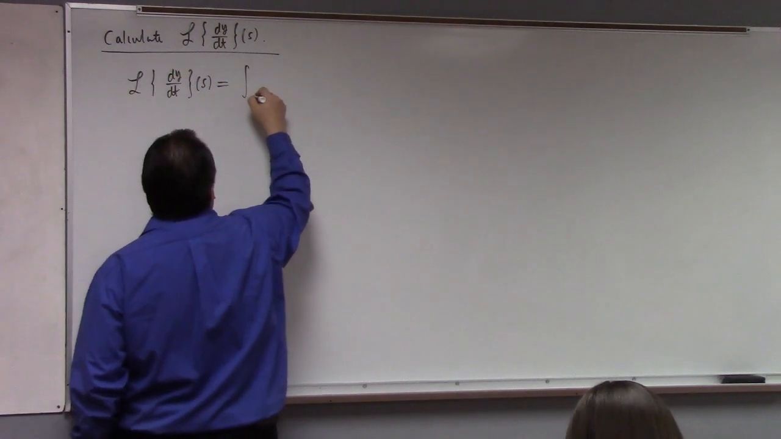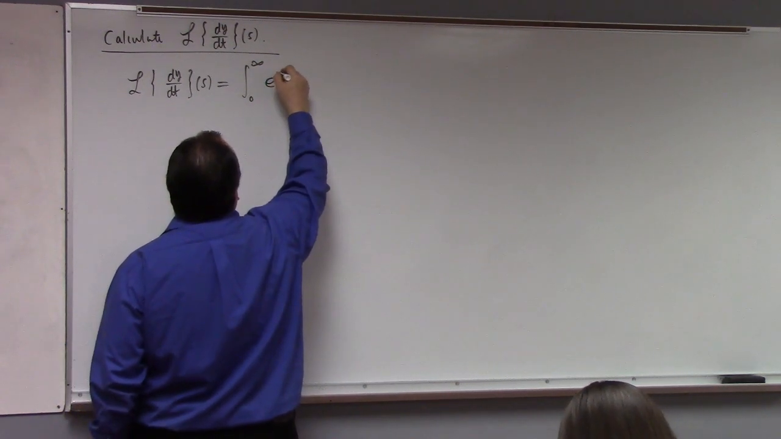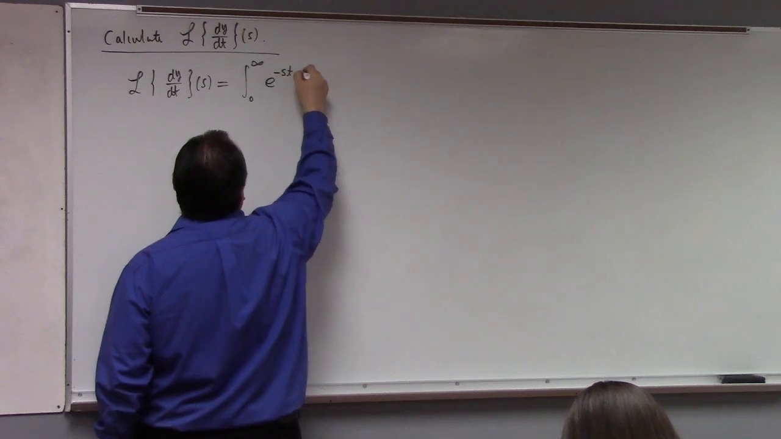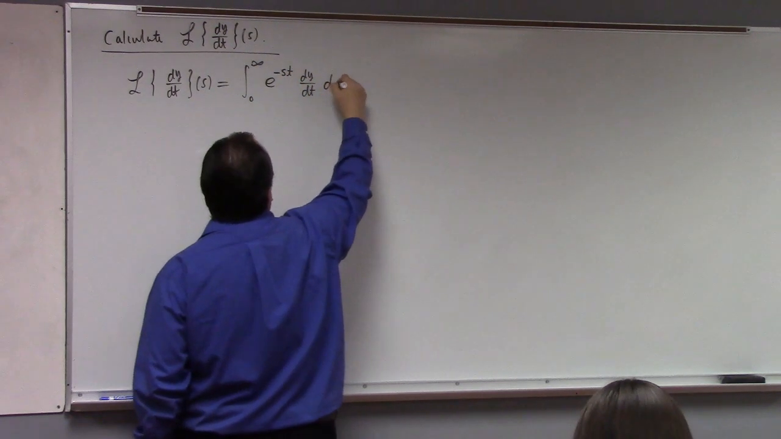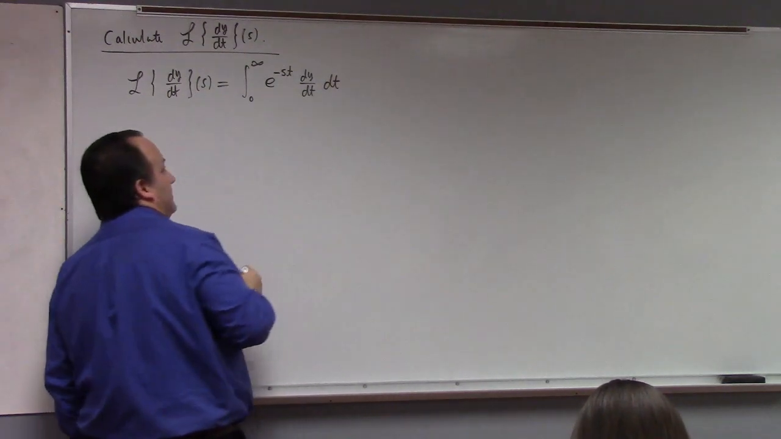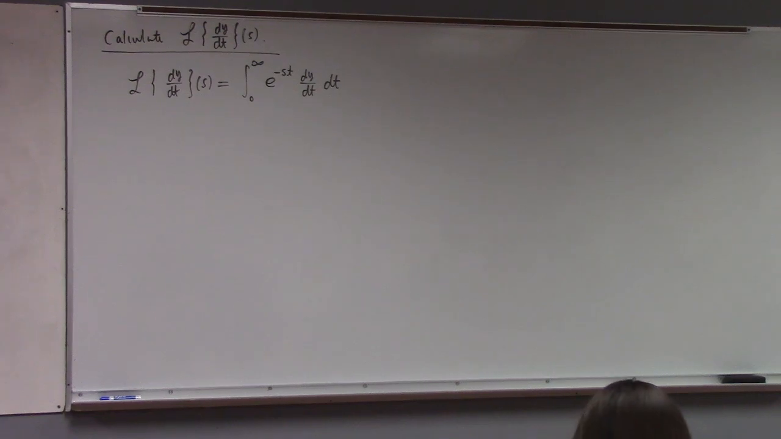Would that be equal to the integral from 0 to infinity, right? And we have e to the minus st times dy dt, dt. And technically, we should probably assume that y here has exponential order alpha or something, but again, I'm not going to belabor those points. How do you do an integral like this?